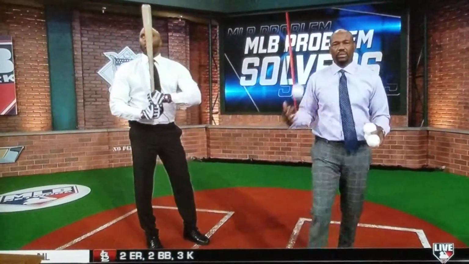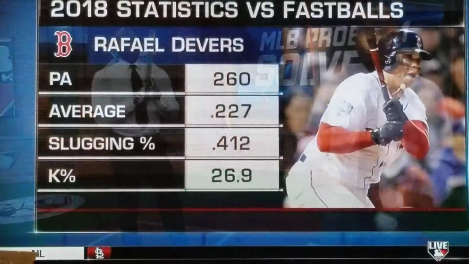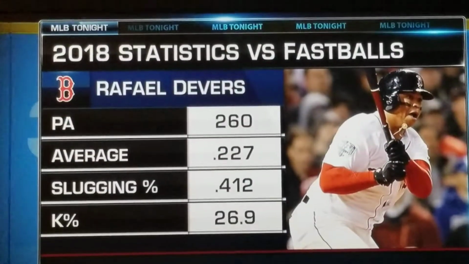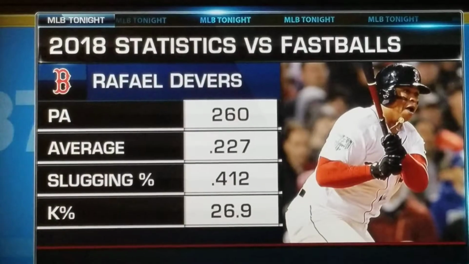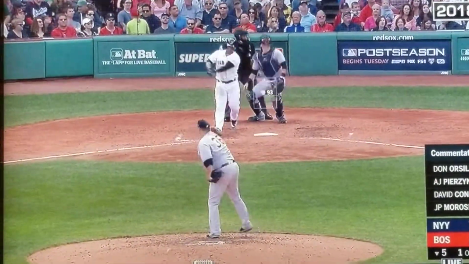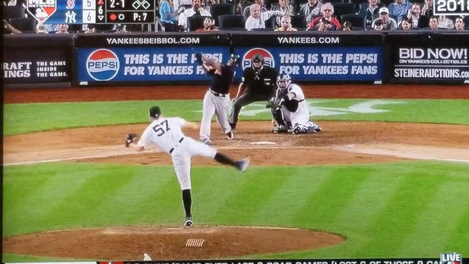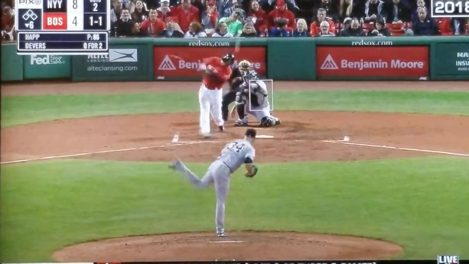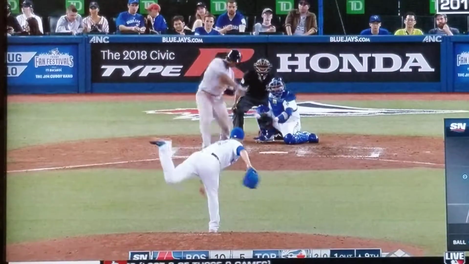And then the last one I want to look at is Devers, all right? Here's some numbers with Rafael Devers. Look at this: 260 plate appearances, .227 average, and Brian, your number, .412 slugging, right? Ooh. He couldn't catch up to the fastball. Even though he had hit Aroldis Chapman, and we all said, oh, he can really hit the fastball. Man, they ate him up with heaters.